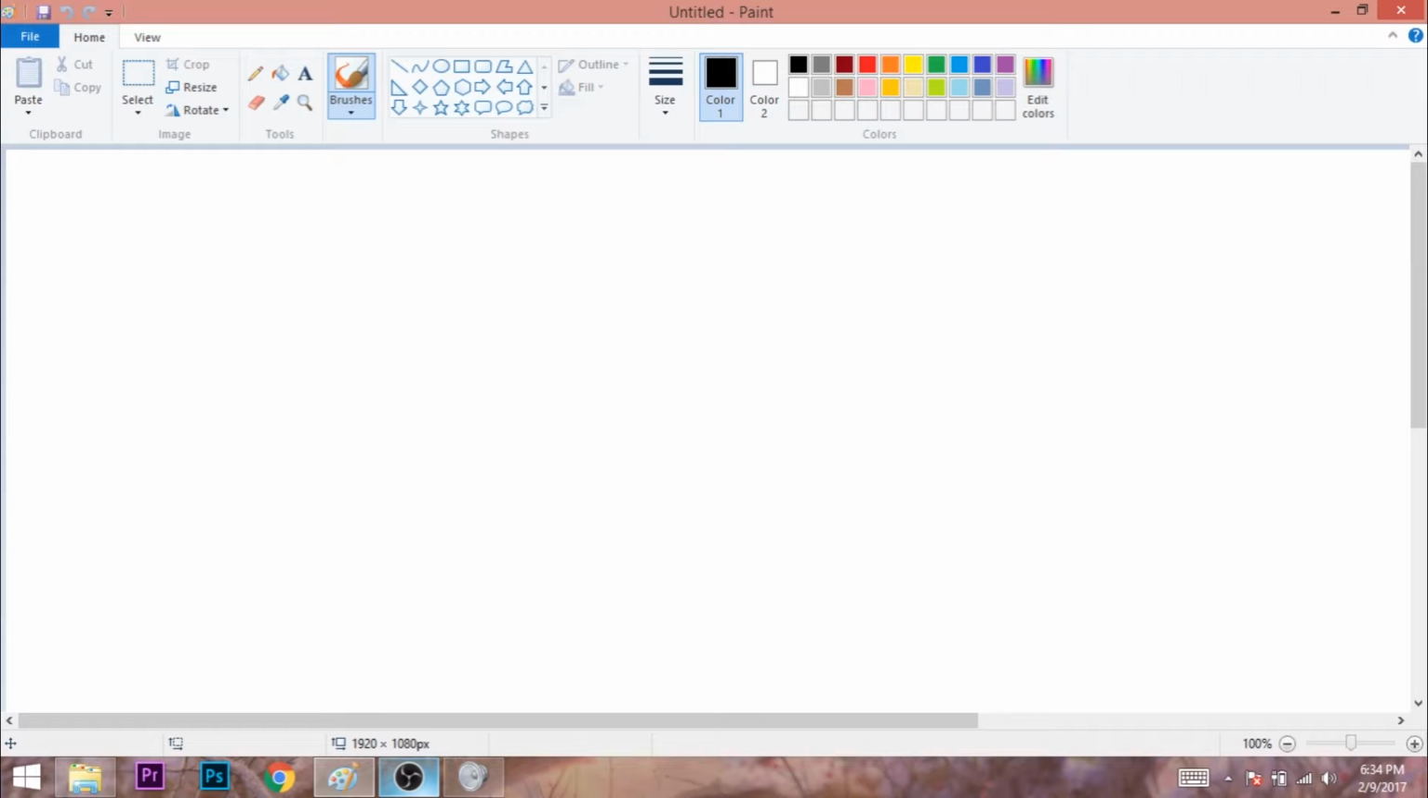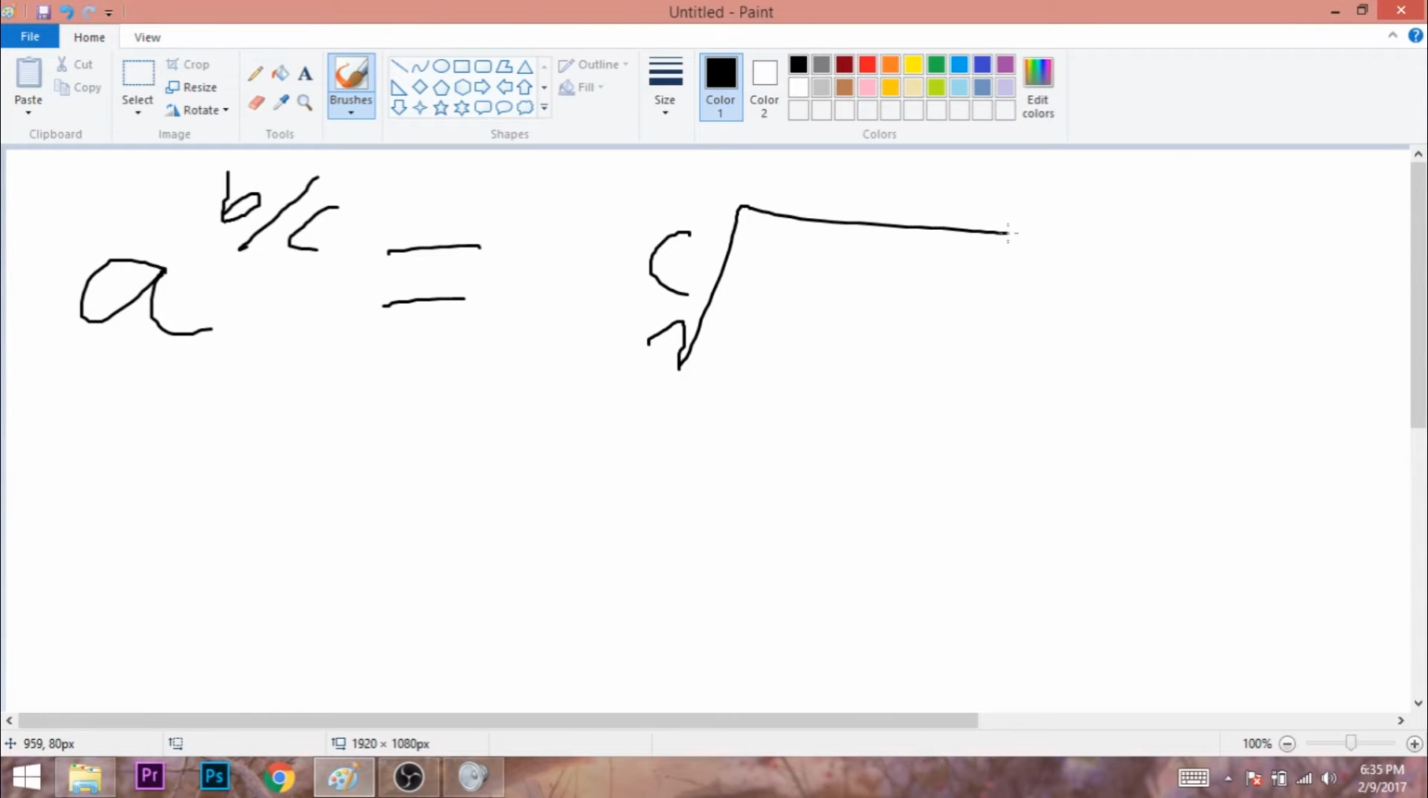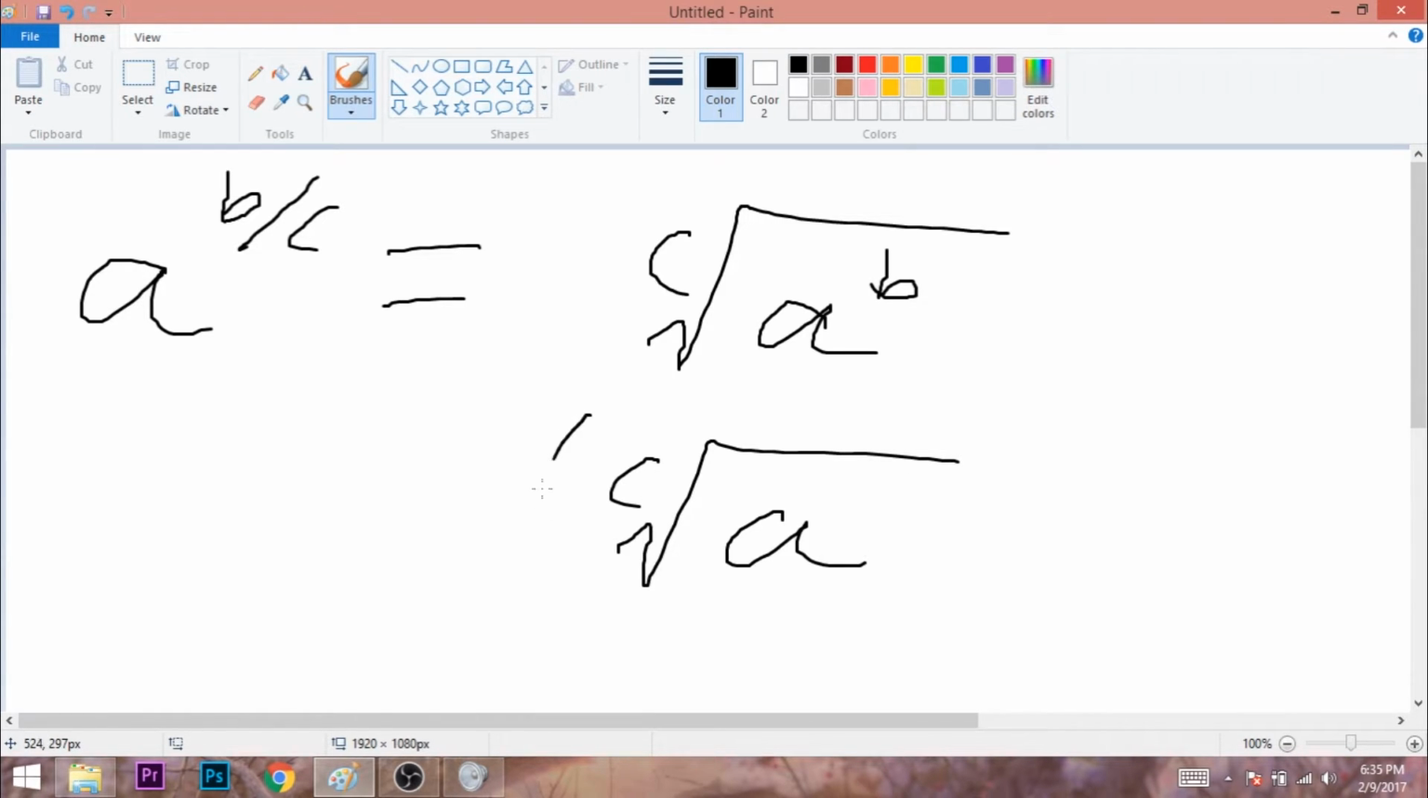Now I'm going to move on to radical exponents. Now, the thing we learned in class is that a to the b over c power is equivalent to the c-th root of a to the b power, like that. Or we can also write it as the c-th root of a, all of that to the b power.